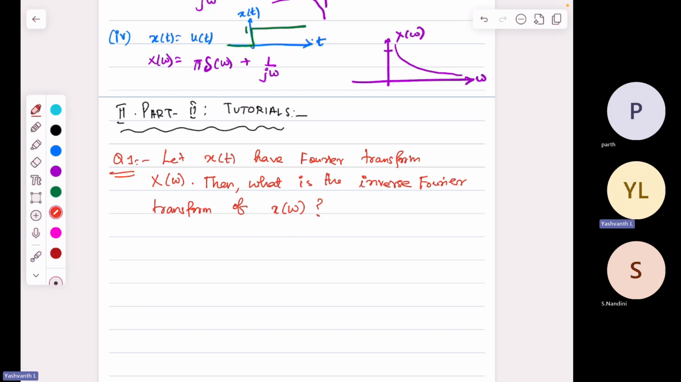Any leads? How will I solve? What will be the first step in this, or any ideas? What does it strike to you? How to proceed? Which property of Fourier transform can I use here? Okay, I will tell you. We will use the duality property of Fourier transform.